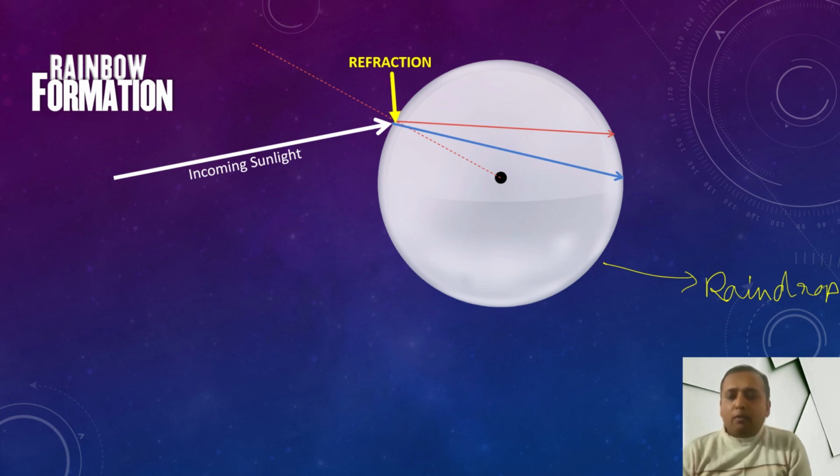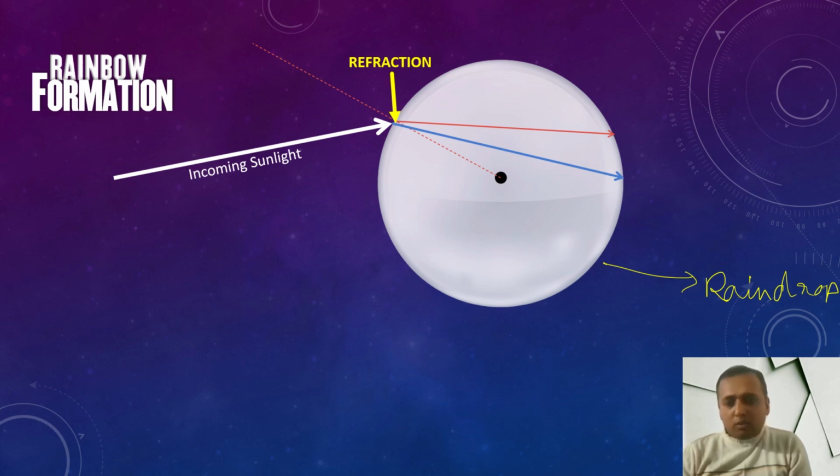And we know that red has the largest wavelength, whereas blue has the shortest wavelength. So the blue light deviates the most, and red light deviates the least. If you have any confusion regarding this, we can make a video on this also, on why red light bends the least and blue light bends the most.